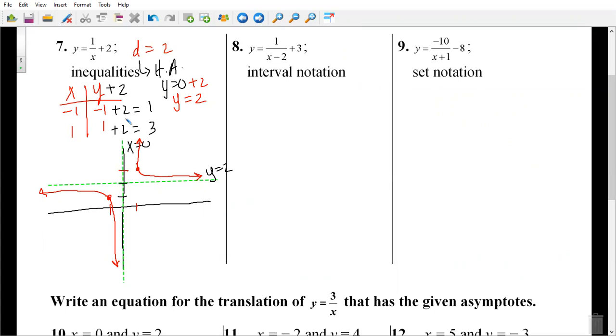So it said to write our inequalities. Exactly. So we know that x has to be greater than 0 or x has to be less than 0. And y has to be greater than 2 or y has to be less than 2.